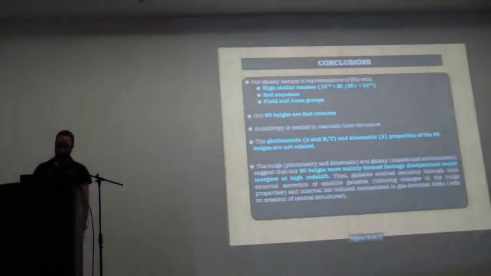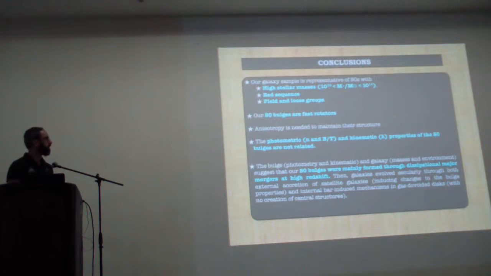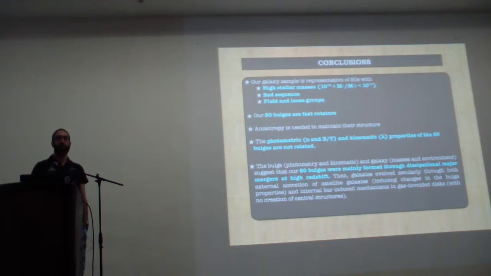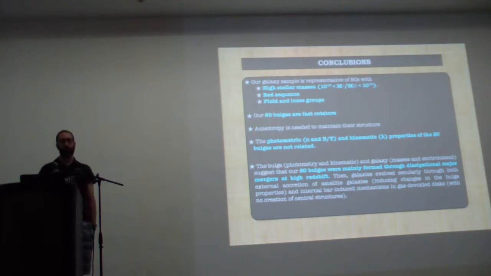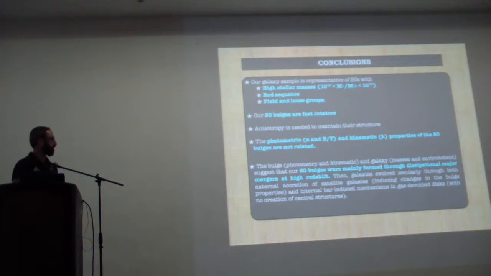And this is also somehow in agreement with what I told you at the beginning of the talk about the global properties of our lenticular galaxies. Remember that our sample was representative only of high stellar mass galaxies, which are red galaxies in the field. So the scenario of creating the lenticular galaxies by fading of spirals is not what you expect from galaxies in the field, and in fact this is not what we found. What we found is that even if galaxies are fast rotators, they need some anisotropy, and then what we get is that the photometric and the kinematic properties of the bulges were not related, and we assume that this is because of the merger history of the galaxy. And that's all.